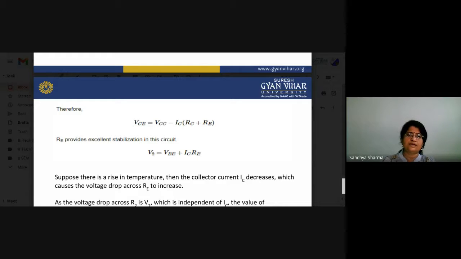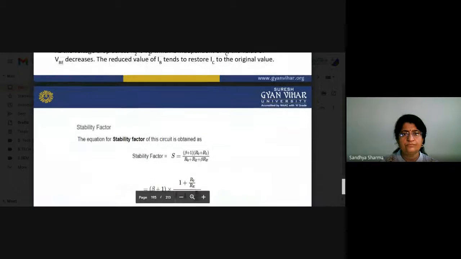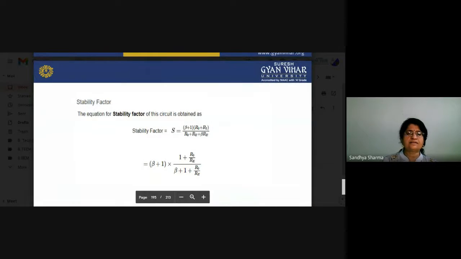So V2, you can calculate, is equal to VBE plus ICRE. Suppose there is a rise in temperature, then the collector current will increase, which causes the voltage drop across RE to increase. As the voltage drop across R2 is V2, which is independent of the collector current, as we have already seen, the value of VBE decreases and the reduced value of IB tends to restore IC to the original value. So that is the stability factor.